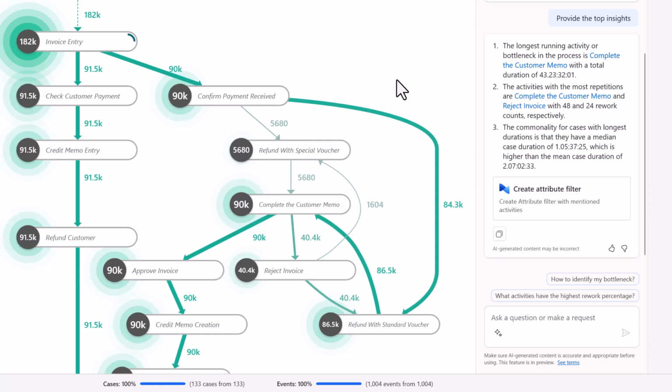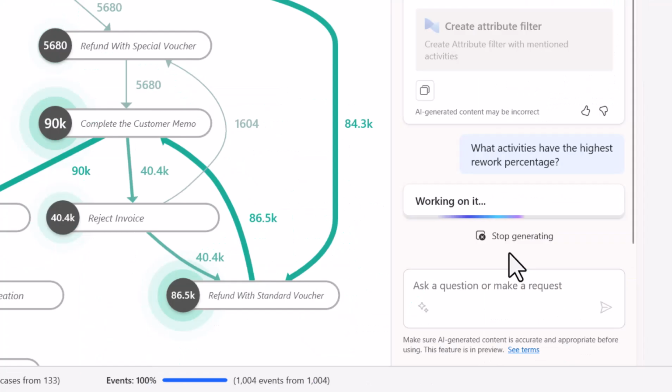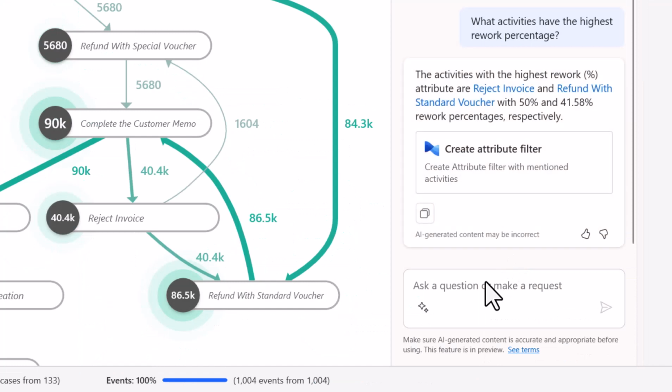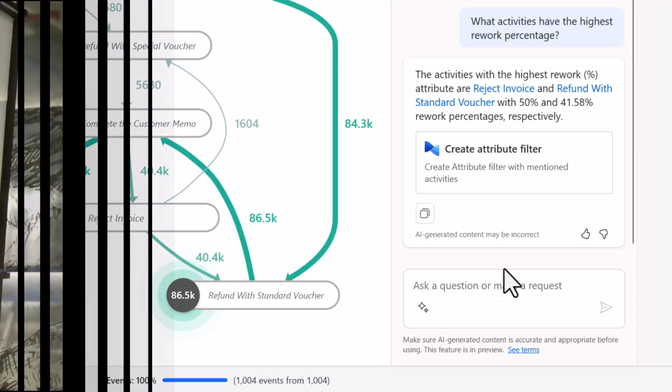So I can ask any question here. Of course, it also gives me a few prompts to ask based on what we have here. My next question is, what activities have the highest rework percentage? It's important, so that I can look at optimization. Absolutely. It says reject invoice and refund with standard voucher have 50% and 41.58% rework percentage. So this is a great insight, and this is a way I can look at optimizing my business processes.